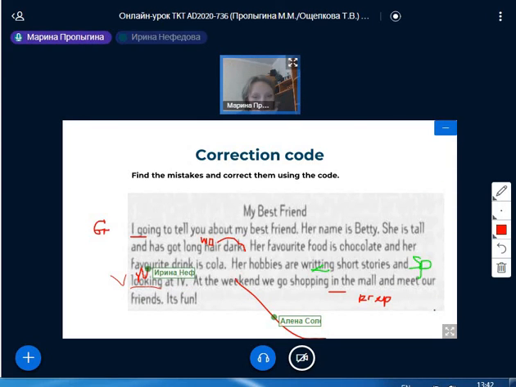Prepositions. Wrong word. Okay, good. Nice.